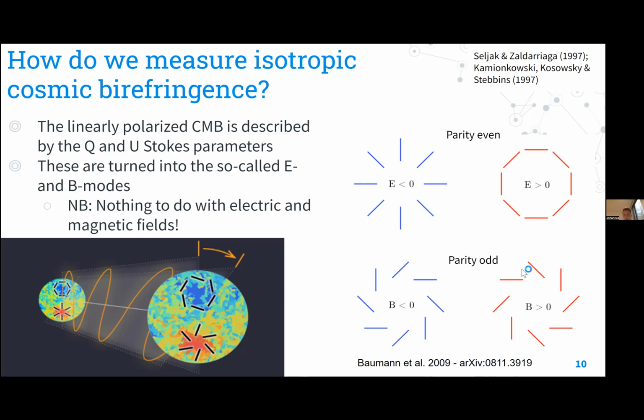It's also important to mention that the E modes are parity even. So if you look at them in a mirror, they look the same. But for B modes, if you look at them in a mirror, they switch signs. So negative B modes become positive B modes.